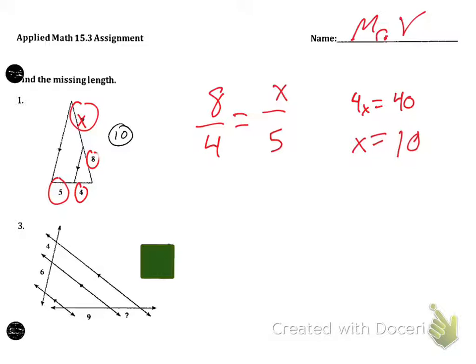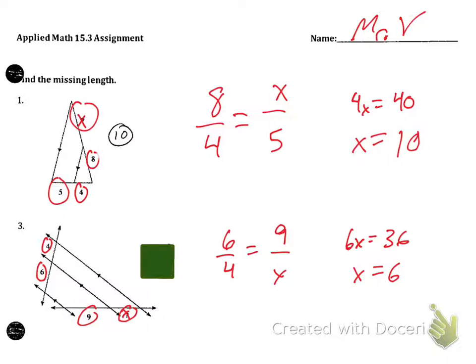All right, same thing here. It really just depends. I could do 6/4 is equal to 9 over. If you see a question mark, just call it x. 9/x. So then 6x would then equal 36. So x should equal 6.